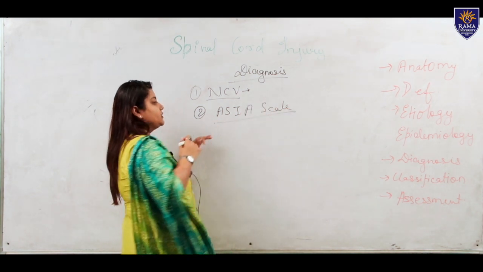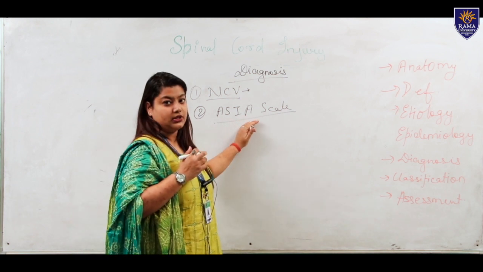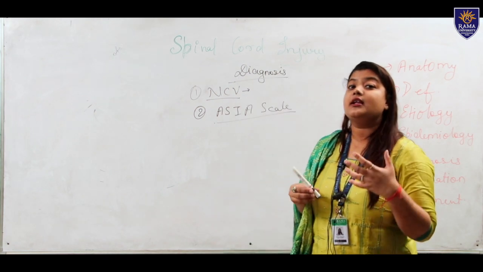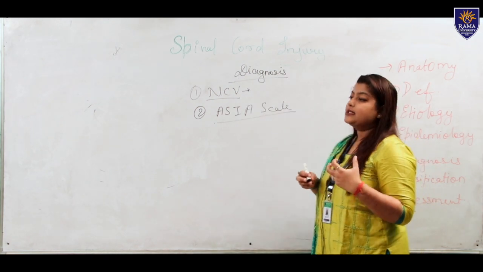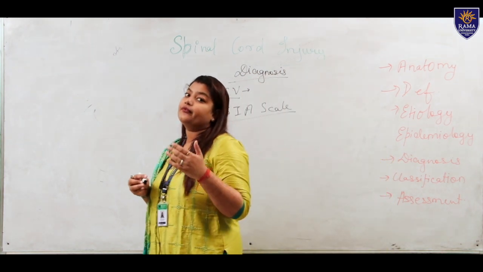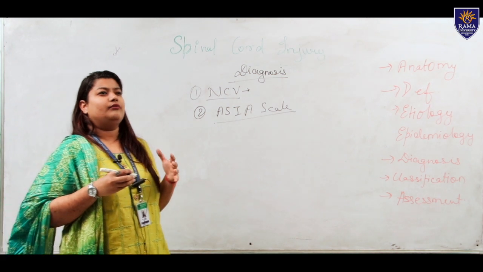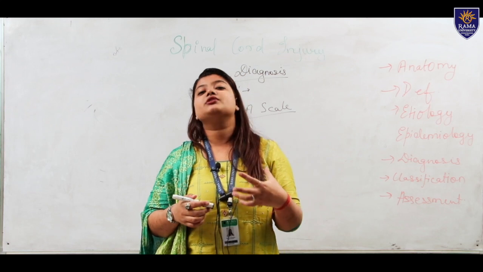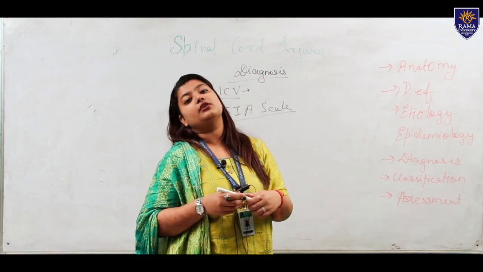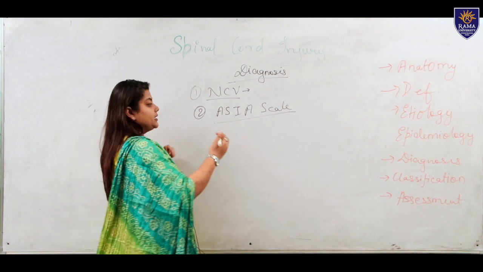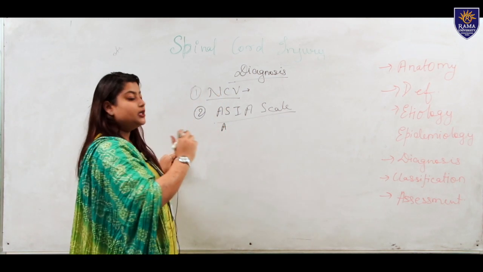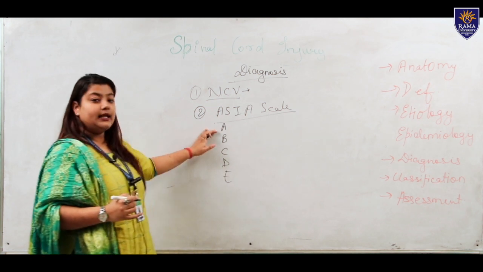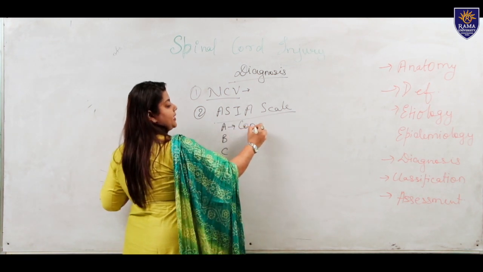The ASIA scale stands for American Spinal Cord Injury Association scale. This scale was formed by the Americans to diagnose the various levels of spinal cord injury. As physiotherapists, we cannot render a particular physiotherapy management for different levels of ASIA or different levels of spinal cord injury. This ASIA scale divides the spinal cord injury level into 5 types: A, B, C, D and E. A stands for complete spinal cord injury.